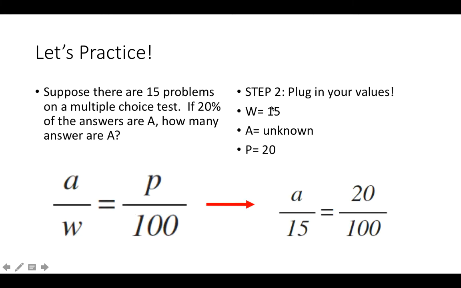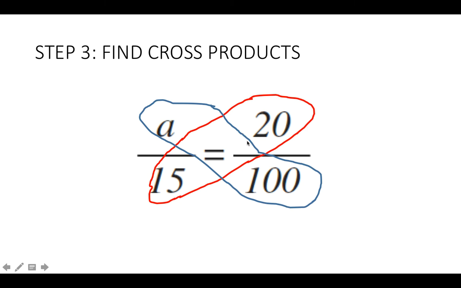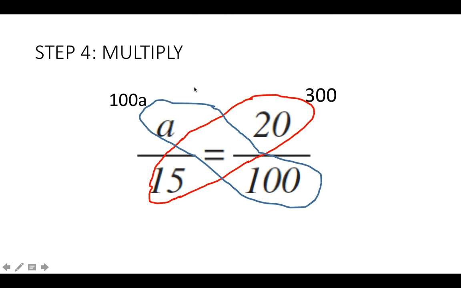Let's practice. Step 2, plug in our variables, or our values. W, our whole, was 15. Our A was unknown. Our P was 20%, goes over 100. So let's find the cross products. Circle them. We have 15 and 20 are cross products. A and 100 are cross products. So what we do first is multiply. A times 100 is 100A. 15 times 20 is 300.